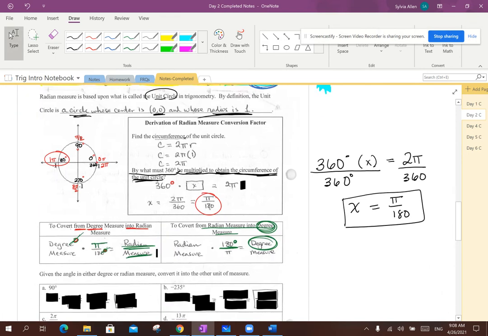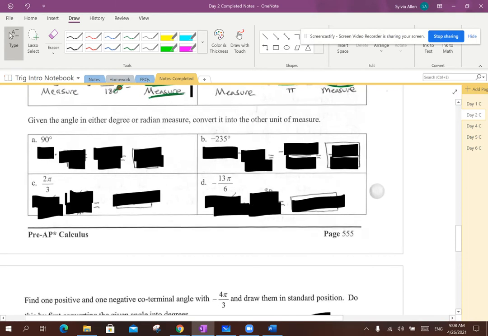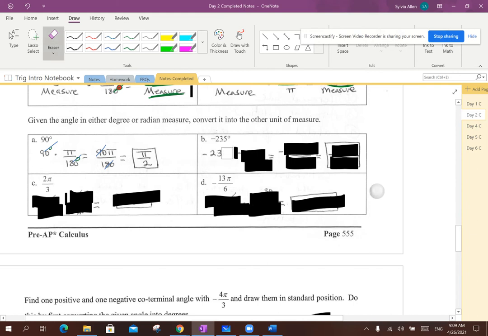All right, so let's take a look at this. Please do A, B, C, and D. All right, 90 degrees. So what we're going to do is take 90, multiply it by pi over 180, because we're trying to get rid of those degrees. And then we got 90 pi over 180, and now I can reduce, and I get pi over 2.